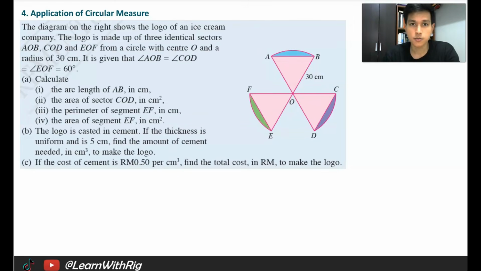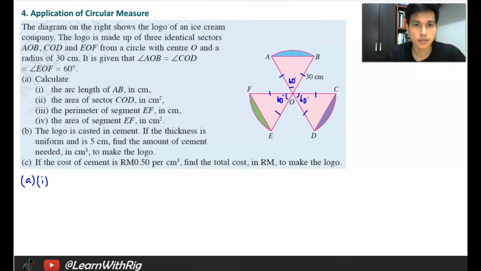The diagram on the right shows the logo of an ice cream company. The logo is made up of 3 identical sectors. So these are the sectors here, the 3 sectors, from the center, and radius of 30 cm. So all these are the radius, 30 cm, 30 cm, because all identical, right? And then it's given that all these angles are 60. So here 60, here 60, 60. Calculate.